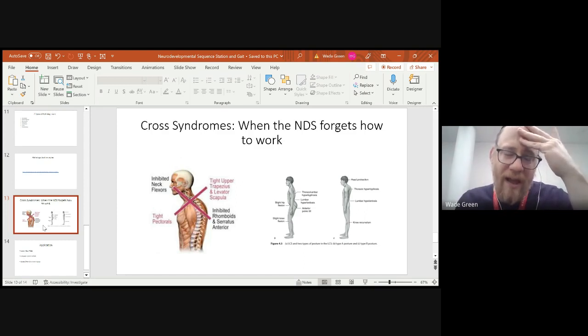So if you look at the picture on the left, how do you think you would treat someone with this type of problem? What do you think the goal is in correcting this? What would you do?